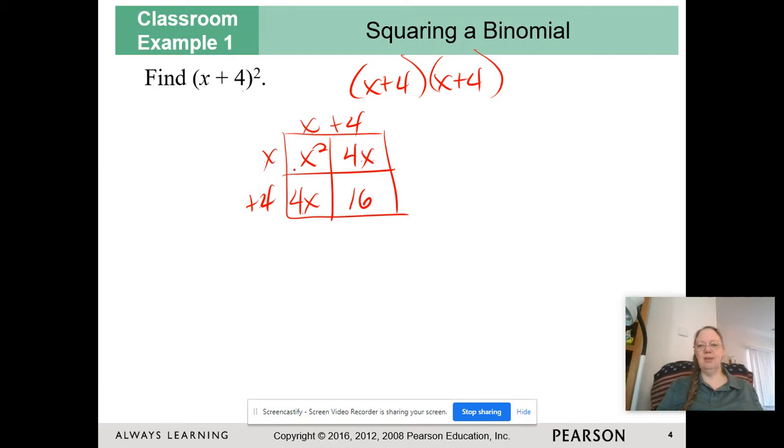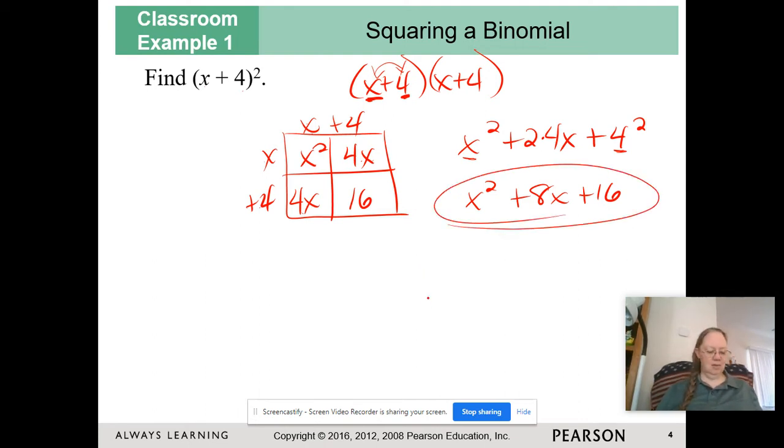So in this upper left-hand corner, we have the variable squared. In the lower right-hand corner, we have the constant squared, and then we've got 2 of these. So x squared plus 2 of these plus my 4 squared is what ends up happening. Final answer would be plus 8x plus 16. So I ended up squaring my variable, squaring my 4, and then I took 2 of these multiplied together.